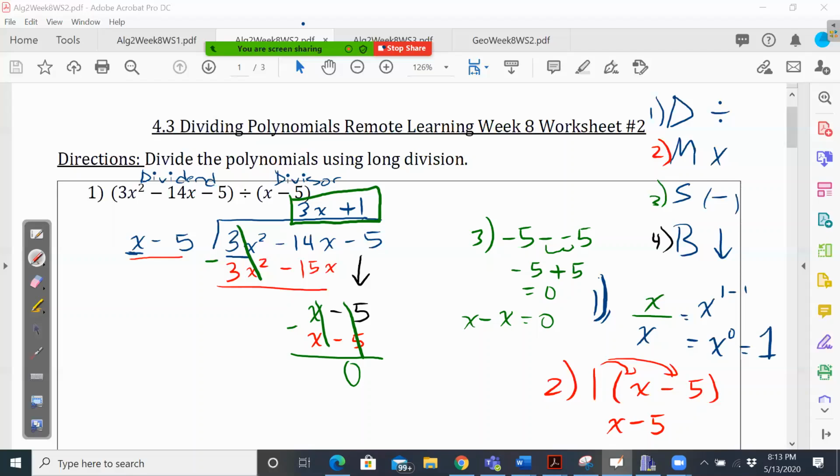Okay, so it doesn't matter if your polynomial in the divisor has 2, 3, 4, 6 terms. It's always going to be the same steps: divide, multiply, subtract, and bring down.